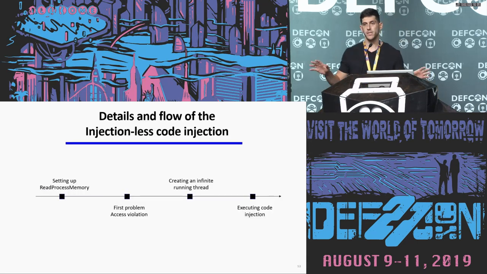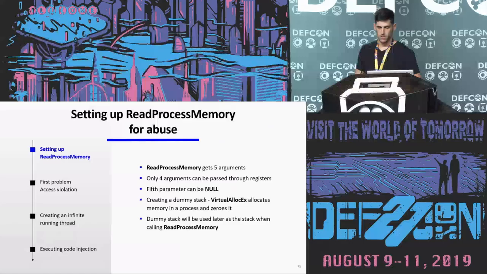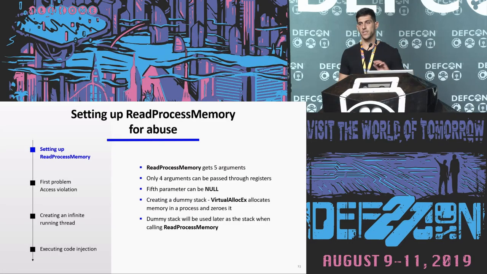Okay, so through this presentation, you're going to see this timeline. It's going to show us where we are. First, we're going to talk about how to set up ReadProcessMemory. Then we're going to encounter the first problem, which is access violation. We'll then encounter another problem, where we will need to create an infinite running thread. And at the end, we're going to execute the whole method. Okay, so let's start. ReadProcessMemory.